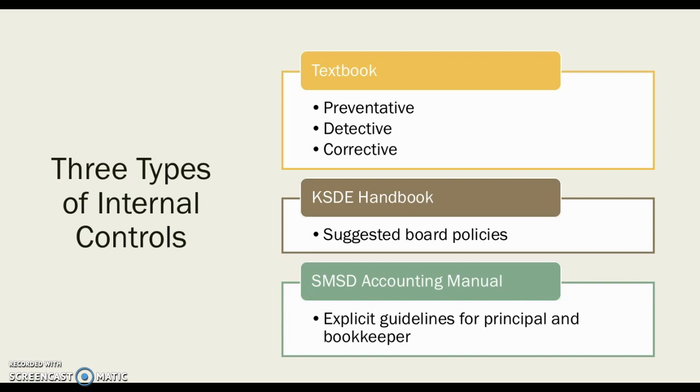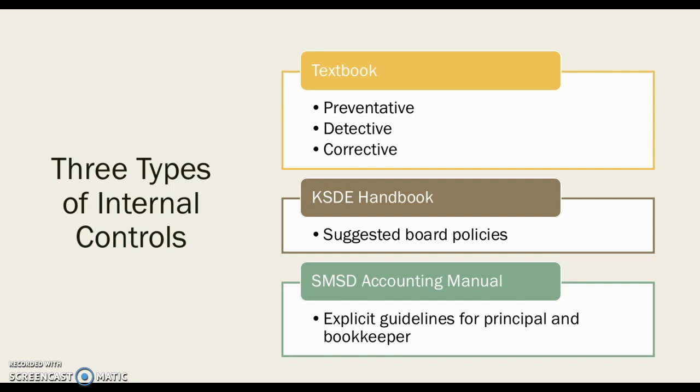So the KSDE handbook suggests some board policies around that, such as pre-numbered receipts, using a cash register, receipts that show cumulative readings, pre-numbered tickets. Another preventative control would be the student organization sponsor keeping records of all cash collected by source.